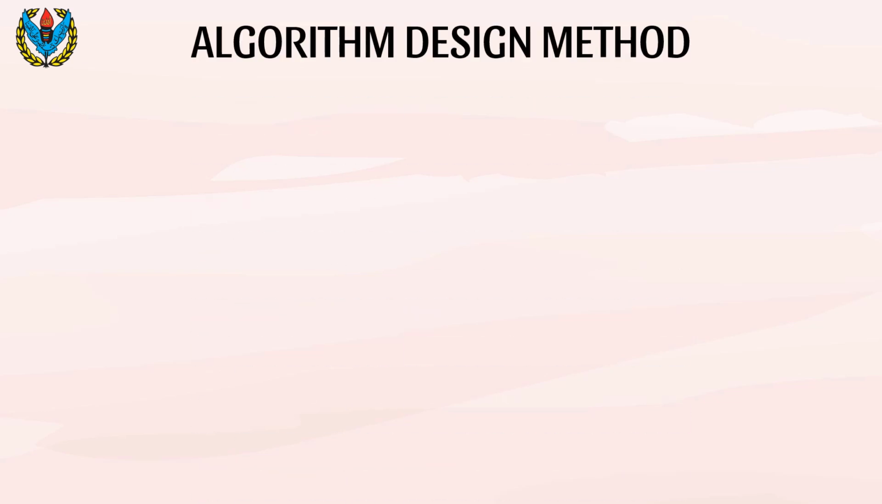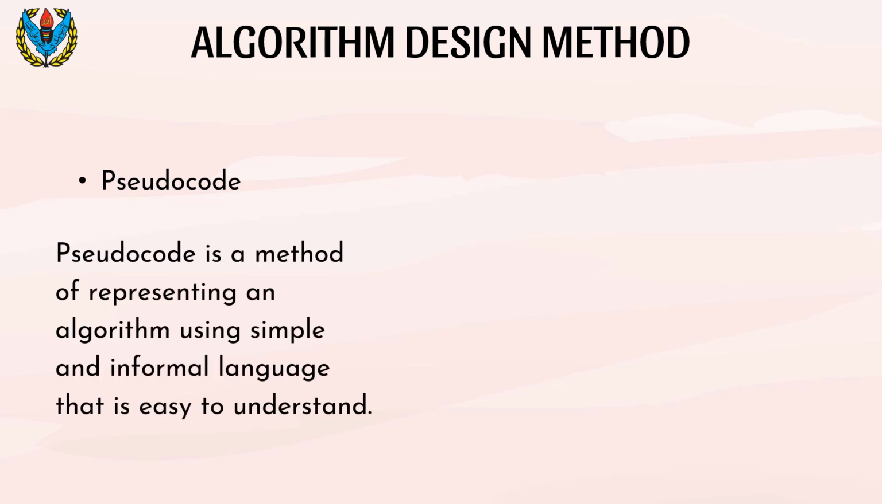There are structured ways to represent the logical steps of an algorithm, making them understandable before programming. We will focus on two methods: flowchart and pseudocode. Pseudocode is a method of representing an algorithm using simple and informal language that is easy to understand. It's not an actual programming language, but it helps us organize our thoughts and plan the logic before we start coding.